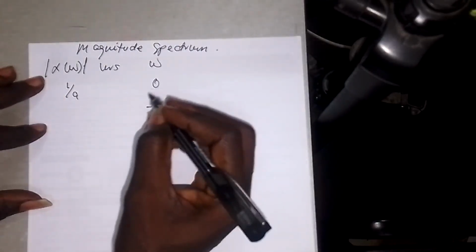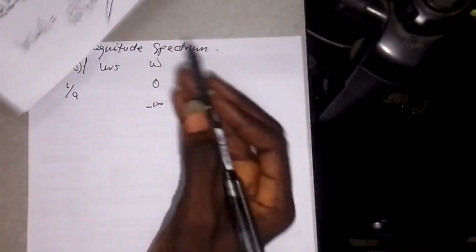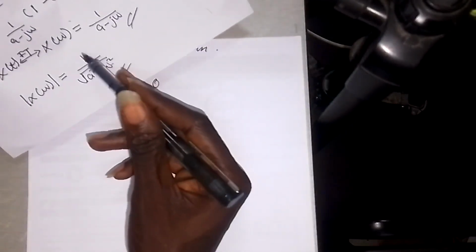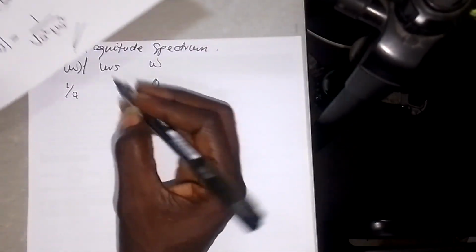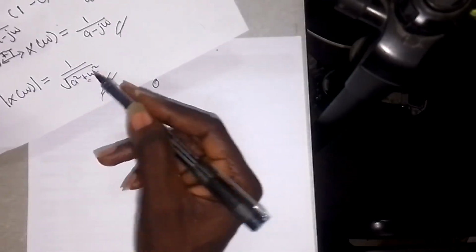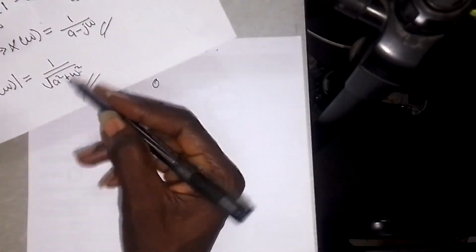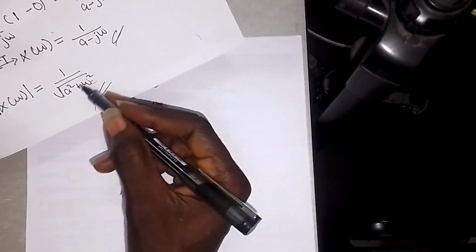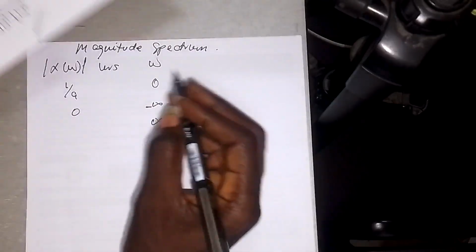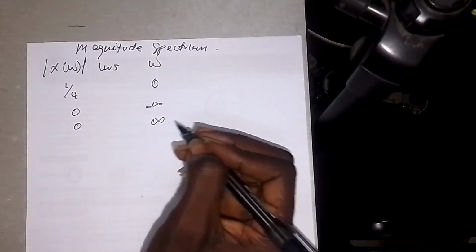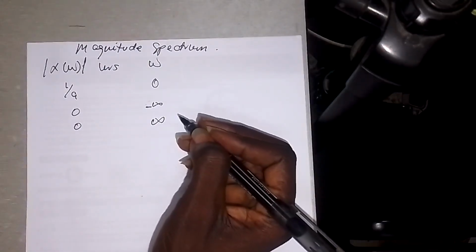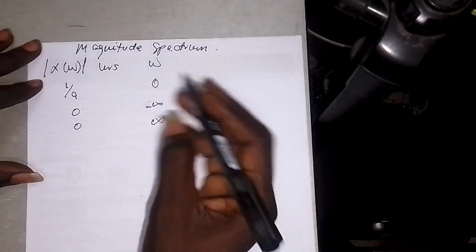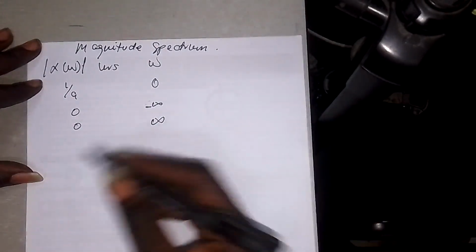Okay, let's say that omega is minus infinity. If omega is minus infinity, and you put minus infinity squared, it is infinity. 1 over root infinity is 0. If you have one item and infinity people are going to divide it, you get 0. Let's say omega is infinity. If omega is infinity, 1 divided by root of infinity squared is 0, because if you have one item and infinity people are going to divide it, everybody will get 0.